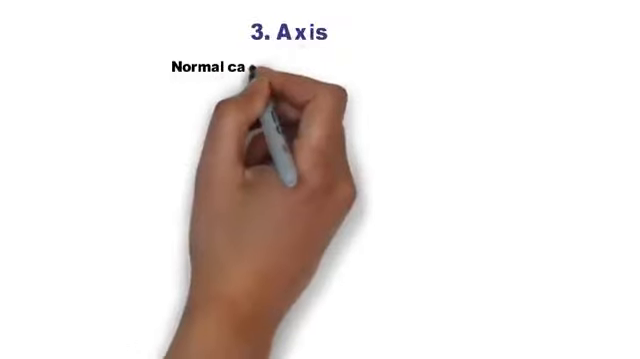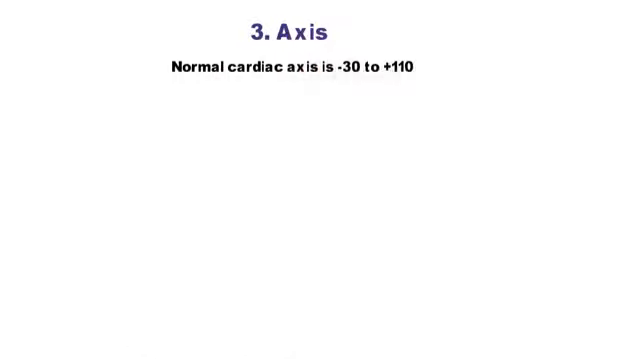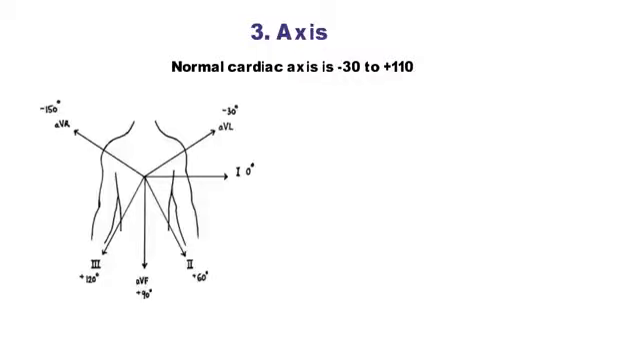Now step 3 is to calculate the axis. First of all, normal cardiac axis is from -30 to +110 degrees. And to know about the axis, we first need to know about the 12 lead ECG. There are 3 bipolar leads, which are lead 1, lead 2 and lead 3. And 3 unipolar leads, which are augmented voltage leads, that is aVR, aVL and aVF. And there are 6 chest leads, which are V1 to V6.